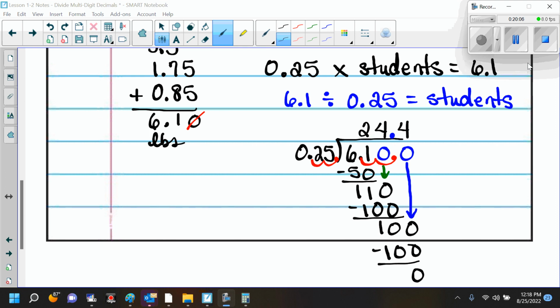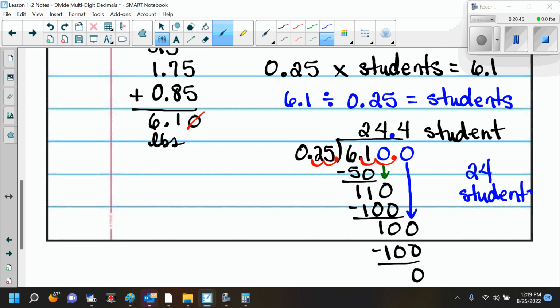So the question was, how many students can use the pasta that was purchased? So here we have 24.4 students. Now, I don't know about you, but I don't believe we can have 0.4 students, right? So in this case, only 24 students, okay? In a real life situation, only 24 students can use the materials, can use the pasta. And there's my final answer. All right.